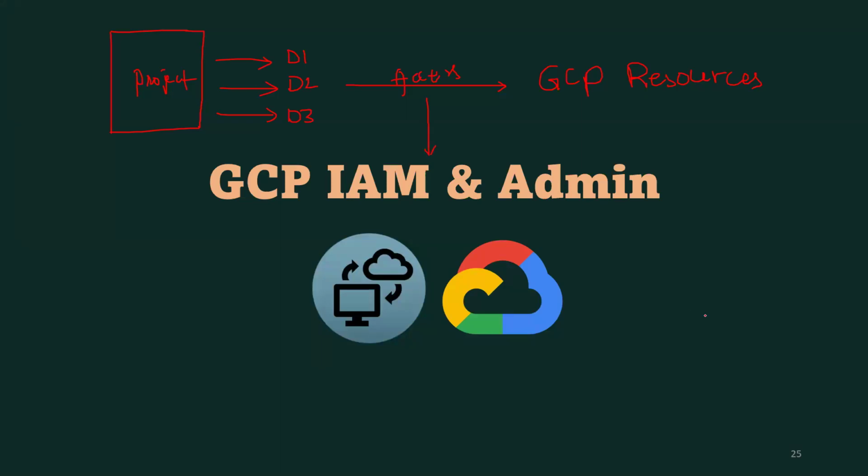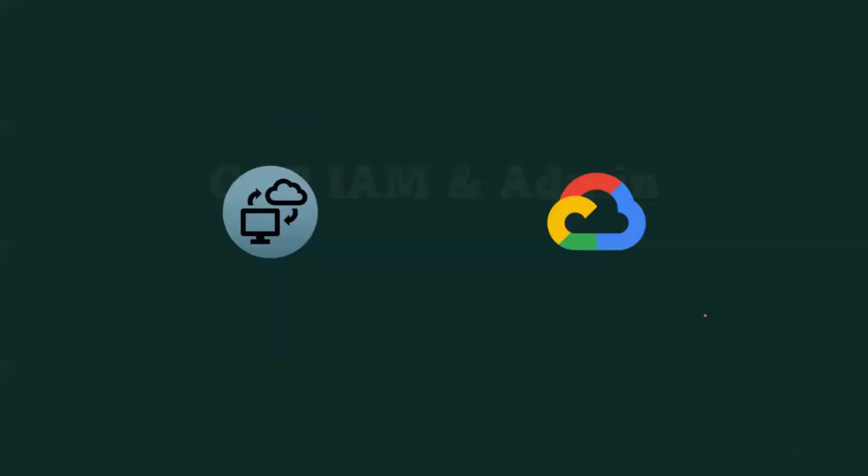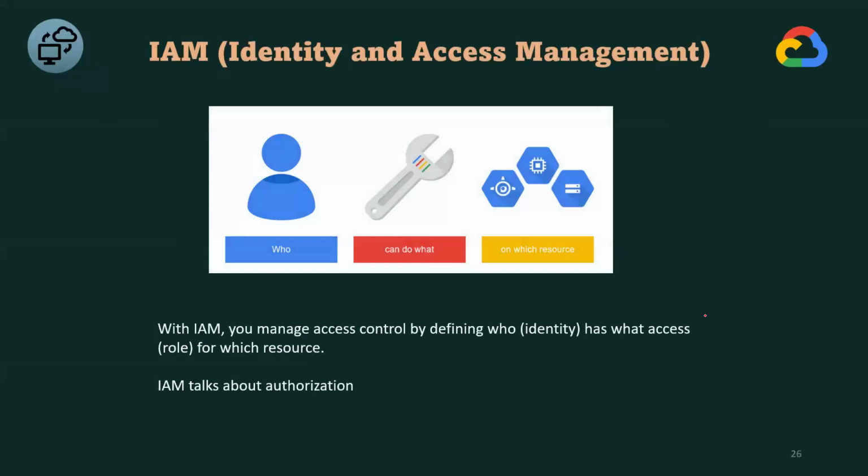To take care of the entire access control for your projects or resources in Google Cloud Platform, we go straight to IAM and admin. IAM is Identity Access Management, where access control is managed with the help of IAM and admin only. Whenever you are working on any project, we need to take care of IAM and access control.